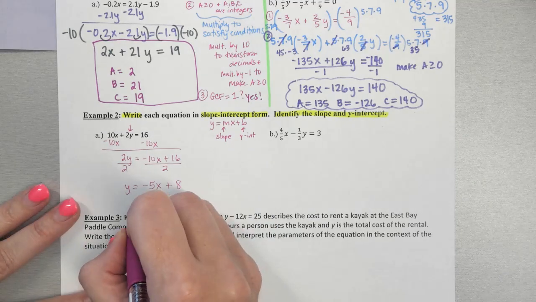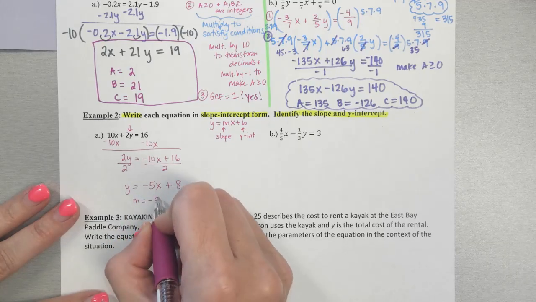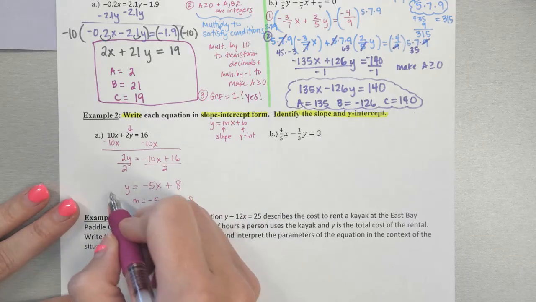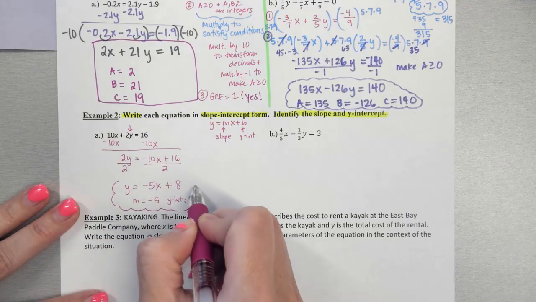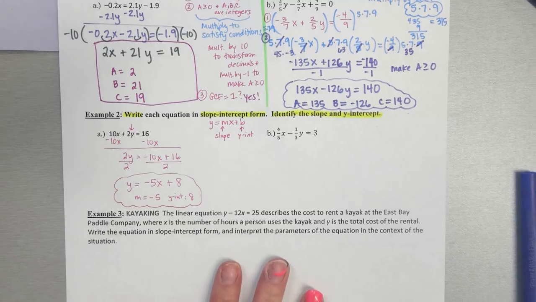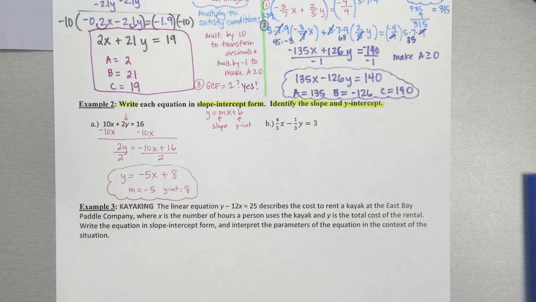Okay, and it says identify the slope and the y-intercept. So m is negative 5. And then if you can put the y-intercept for this. Okay, and it's fine if you write the slope as m. All right, so why don't you guys go ahead and do part B.